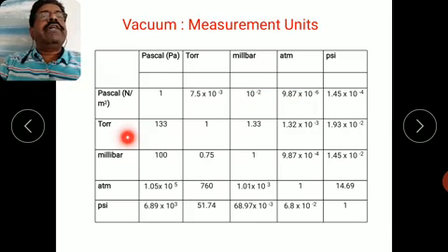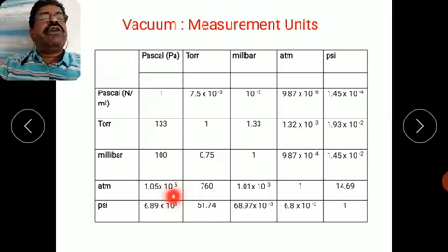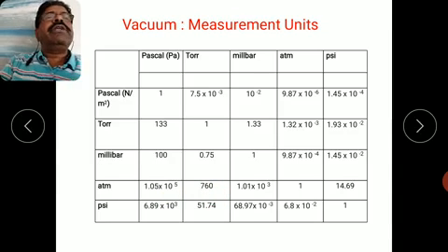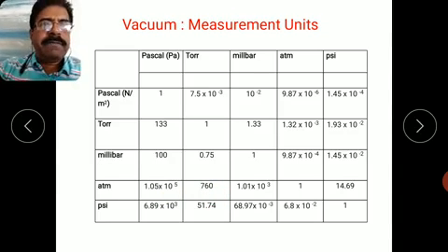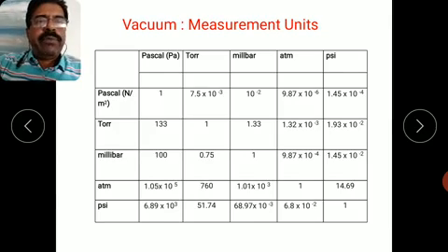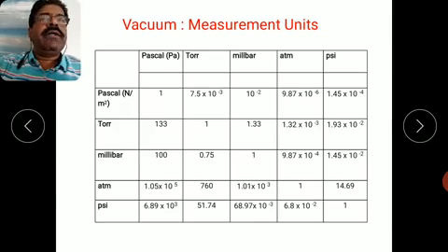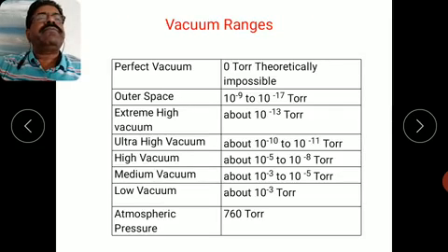Similarly, 1 torr is 133 Pascal. Then atmospheric pressure, which is a very important figure: atmospheric pressure is 1.05 into 10 raised to 5 Pascal, and it is 760 torr. So this table gives you all these figures, which will help you to understand the conversion among these different units.